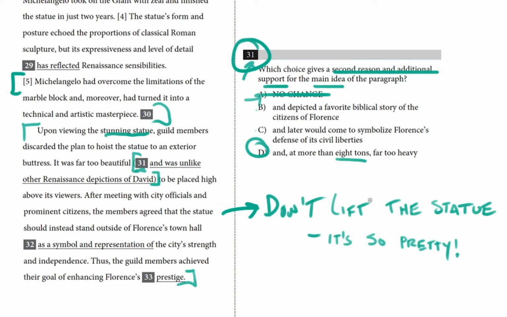It weighs 8 tons, and it also matches some of the structure. It was far too beautiful and far too heavy. And that repeated structure signals to me rather elegantly that these 2 reasons go together. So you'll see what I did here. Rather than go through the choices one by one, I went to the passage first. I read the paragraph, I tried to pull out that main idea, and then I found the first piece of support. It's too beautiful. And then I looked for a piece of support that would match. It's too beautiful to keep far away, and it's too heavy to lift safely anyhow.